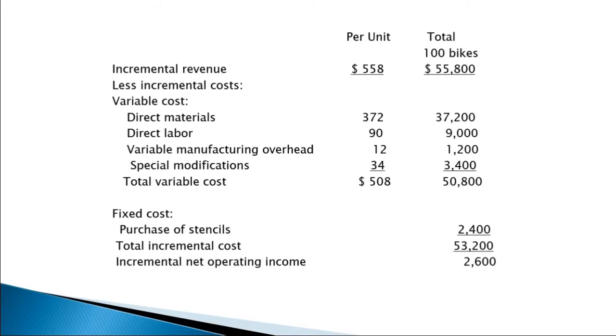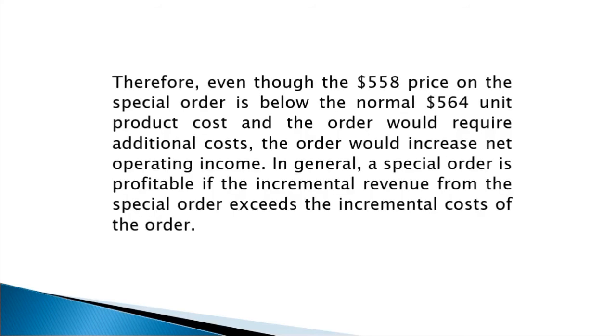The fixed cost, purchase of stainless, is 2,400. Total incremental cost is 53,200. The incremental net operating income is 2,600. Therefore, even though the $558 price on the special order is below the normal $564 per unit product cost, and the order would require additional costs, the order would increase net operating income.